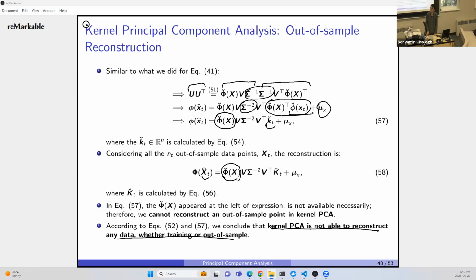Unless you are using a kernel whose phi you know, such as the linear kernel. If you use the linear kernel, kernel PCA reduces to dual PCA. This is exactly dual PCA, right?